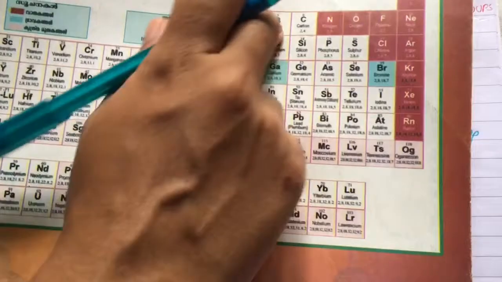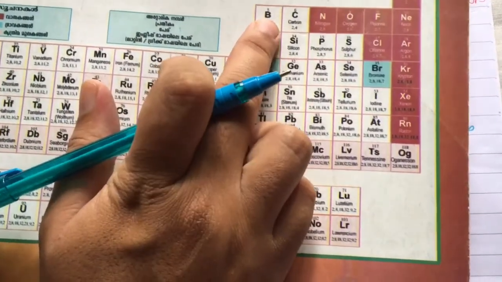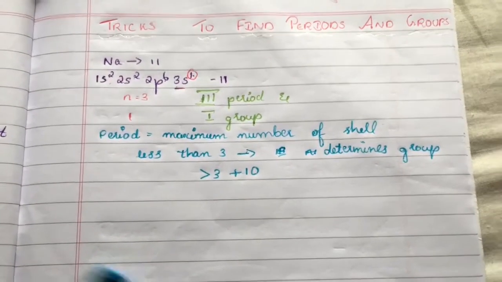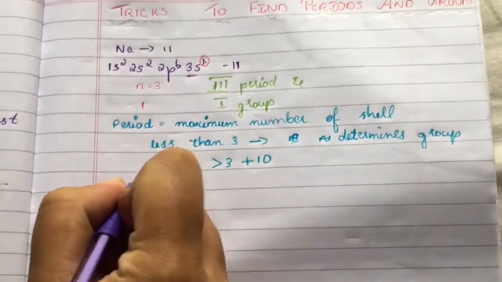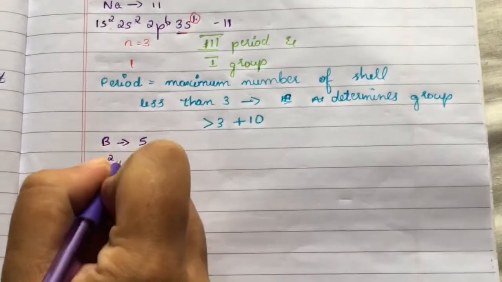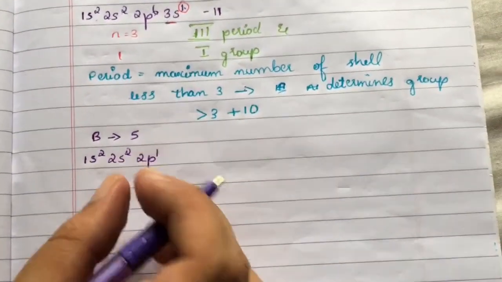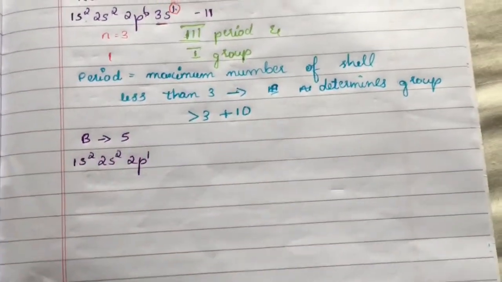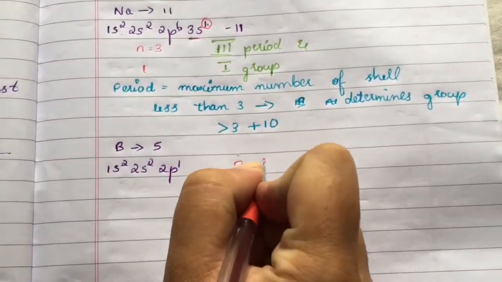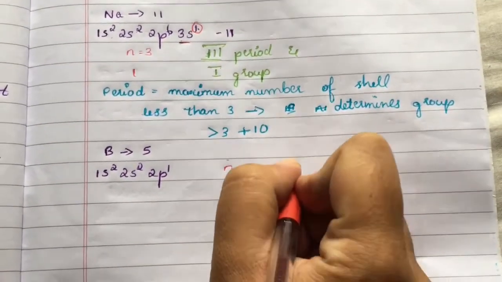Now let us take boron. The atomic number of boron is 5. Let us write the electronic configuration: 1s2, 2s2 and 2p1. What is the maximum number of shells here? The maximum shell is n is equal to 2, and since n is equal to 2, we can say that it belongs to the second period.